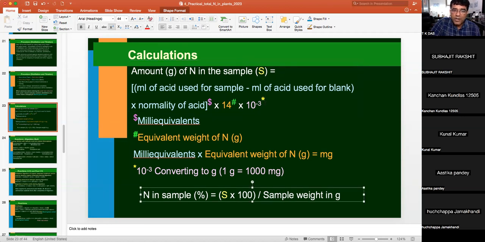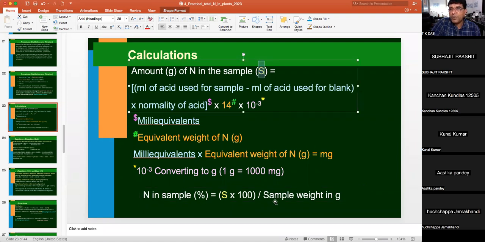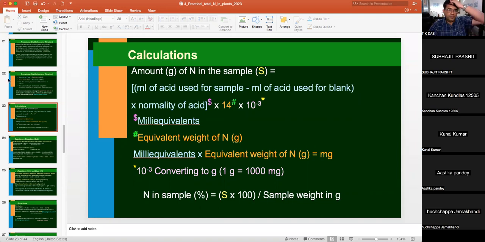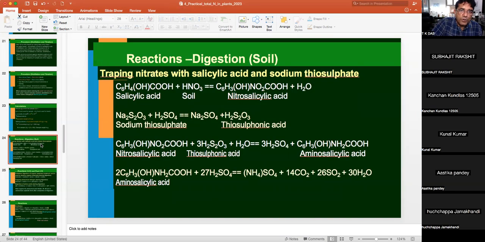Now you want to convert it into percentage. You know how many grams of nitrogen there were, which you can take as S. So S into 100 divided by the weight of the sample gives you the percentage nitrogen in the soil sample or plant sample. Normally, total nitrogen is expressed as percentage. Hardly do we represent total nitrogen in soil in kg per hectare or like that, but we can do so.